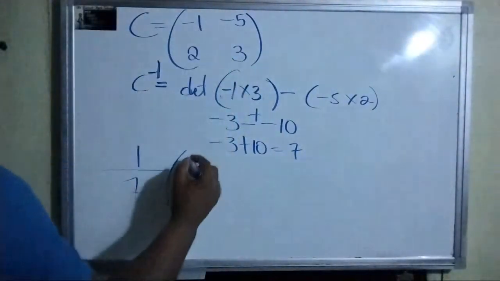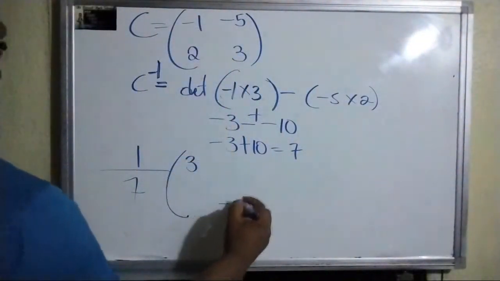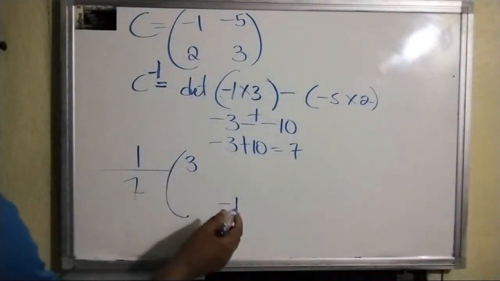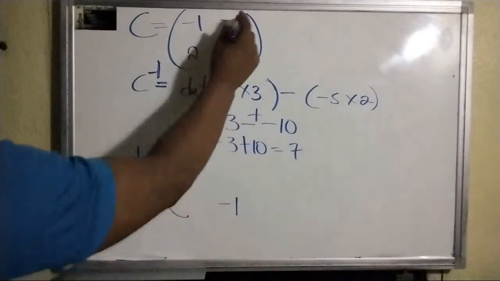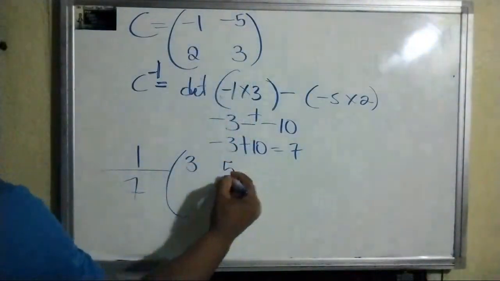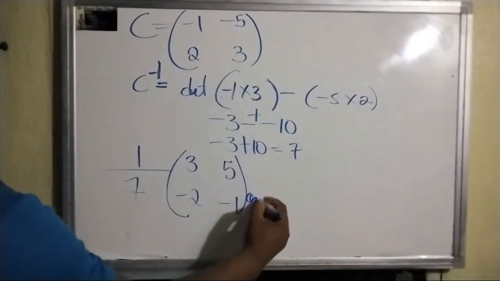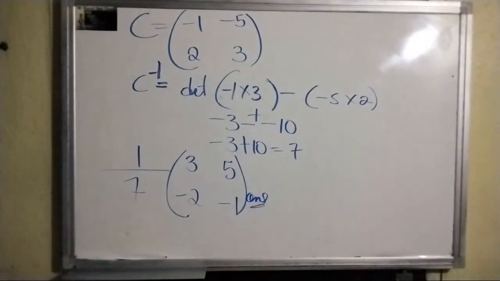Swap the position. So 3 goes there, negative 1 goes there. A common error is that students leave the negative and just put the 1. No. This is positive, negative 5, so it becomes positive. This is positive, so it becomes negative. And that would be our answer.